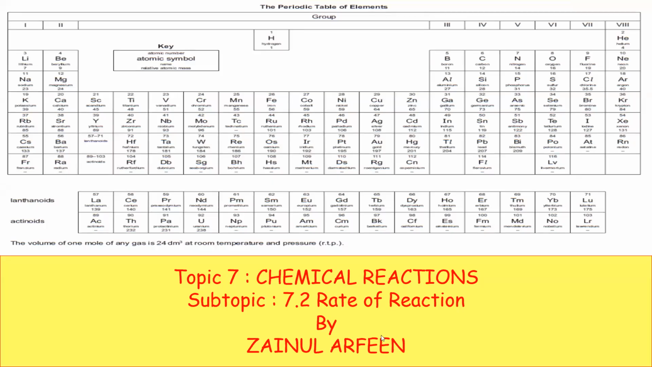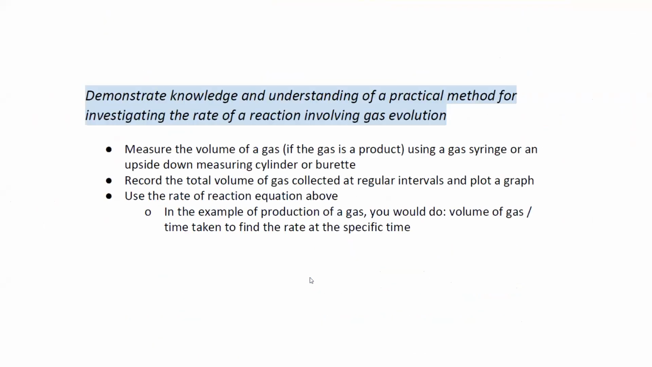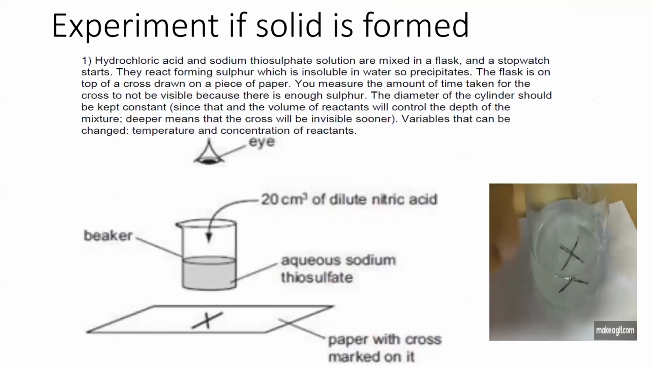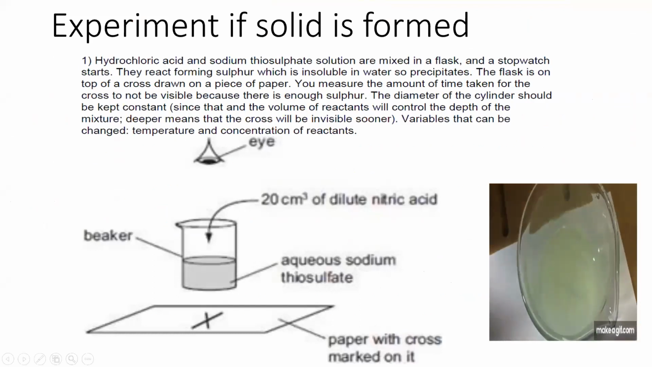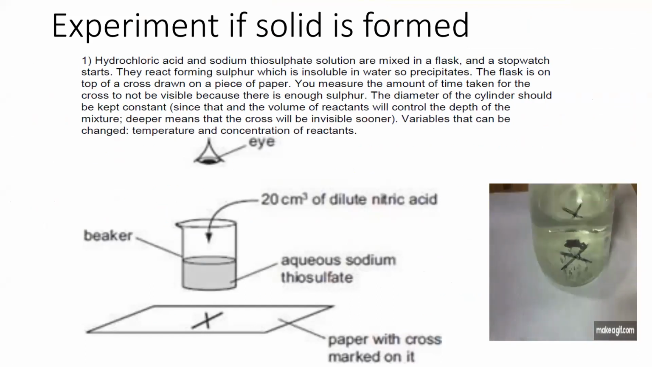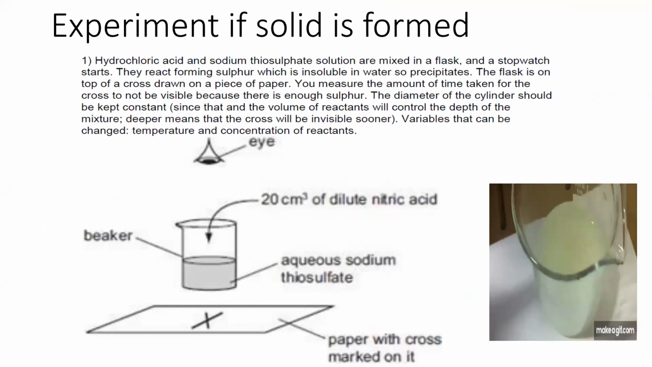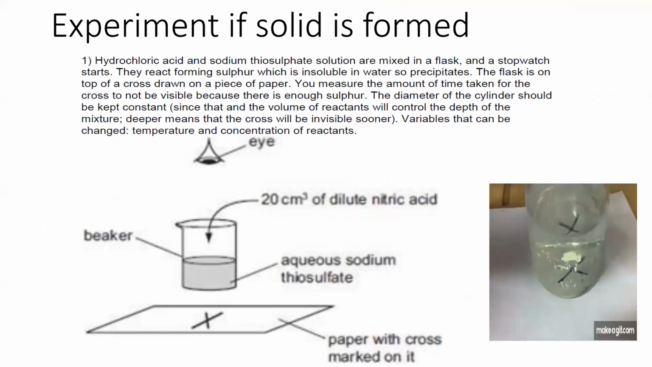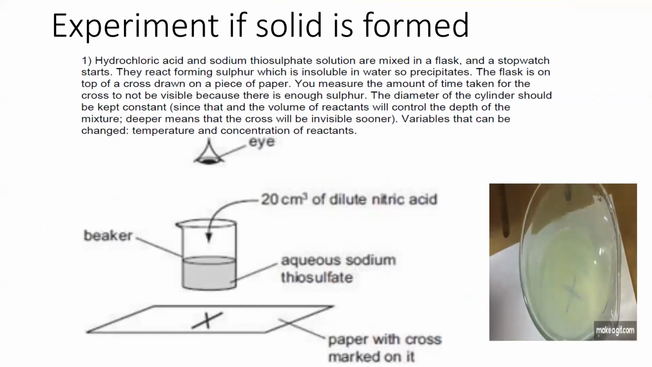So the rate or speed of a reaction we can measure in different ways. We can measure the volume of the gas given off, as we discussed, or there is another way, because in some reactions a solid is formed. When we mix solutions and a solid is formed, we call that a precipitation reaction. So we can also use this technique to measure the speed or rate of the reaction.